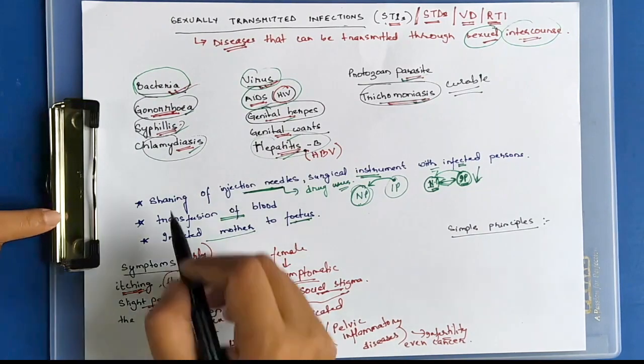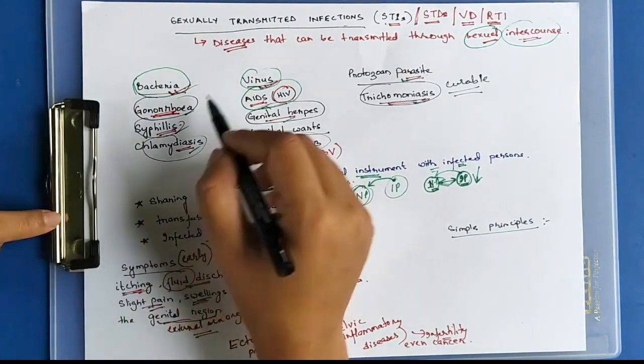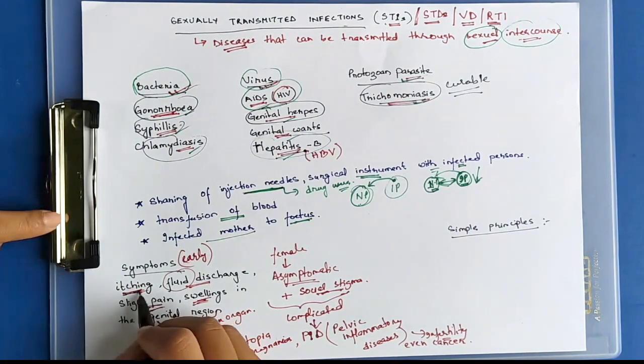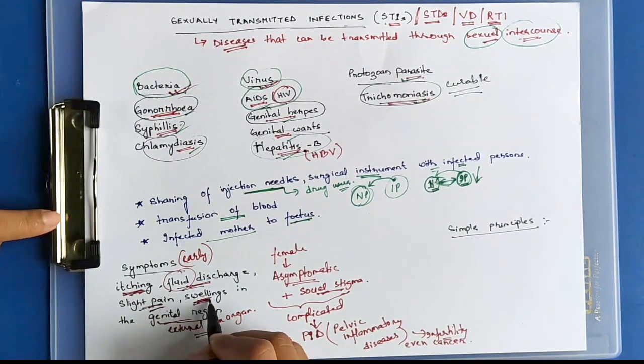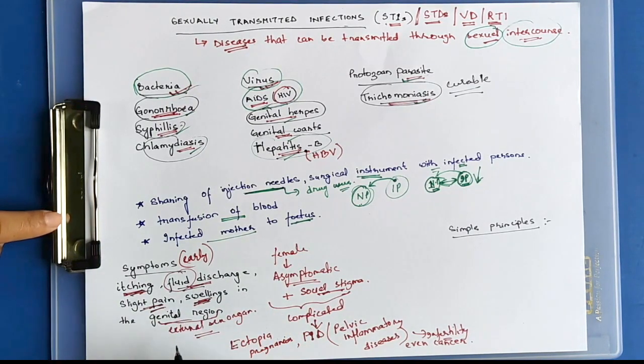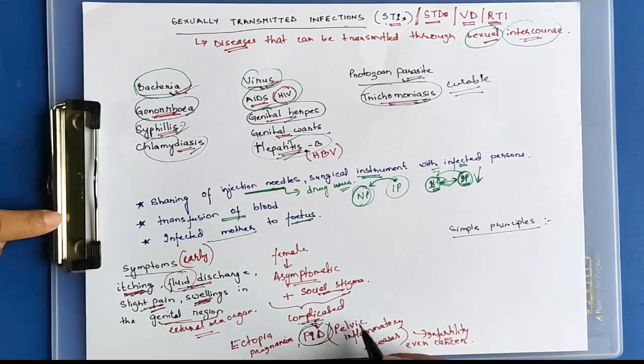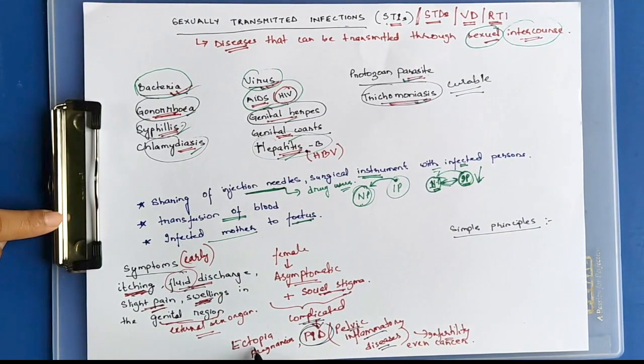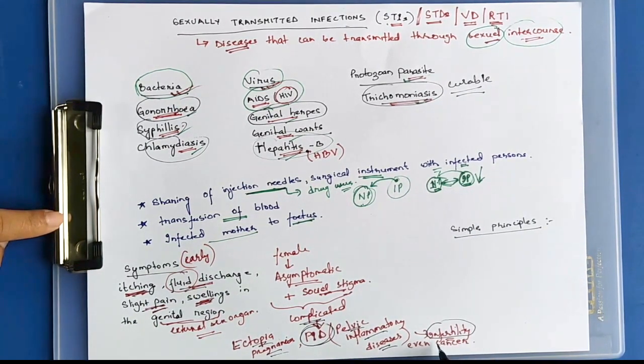Early symptoms. The most common early symptoms of all these diseases are itching, fluid discharge, slight pain, and swellings in the genital regions, in the external sex organs. It may lead to complications like pelvic inflammatory diseases. It may also lead to ectopic pregnancies, and it may also lead to infertility, and in some cases it may even lead to cancer.